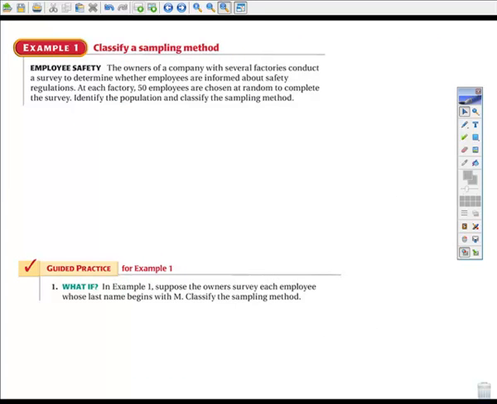So we're going to classify a sampling method. The owners of a company with several factories conduct a survey to determine whether employees are informed about safety regulations. At each factory, 50 employees are chosen at random to complete the survey. Identify the population and classify the sampling method. So the population are the factory employees. They're the ones who are going to be sampled.